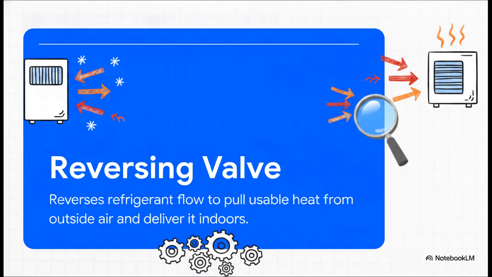Now, you might be wondering, how exactly does a machine built for cooling suddenly start pumping out heat? Well, it all comes down to this brilliant little piece of engineering called a reversing valve. It does exactly what it sounds like. It literally reverses the flow of the refrigerant through the whole system. So instead of grabbing heat from the inside and pushing it out, it harvests usable heat energy from the outside air and pumps it indoors. And yeah, even when it feels totally freezing outside to us, there is actually still usable heat energy in that air for the heat pump to grab, all without burning a single drop of fossil fuel.